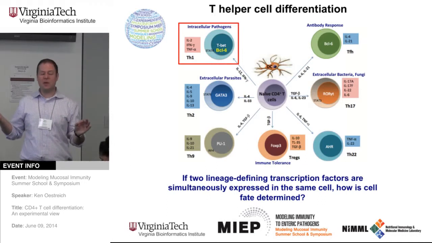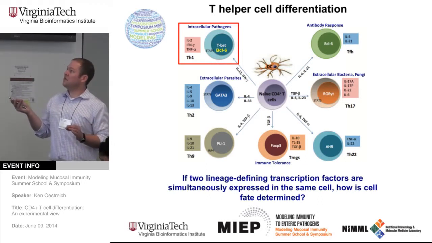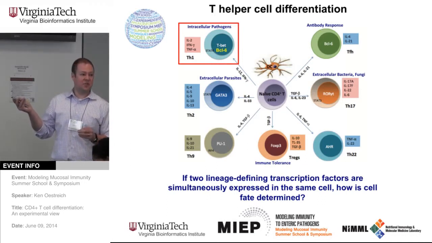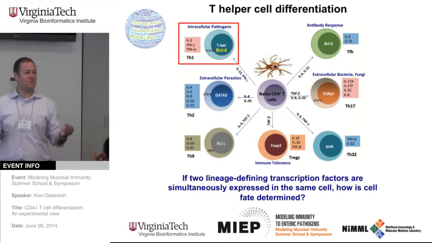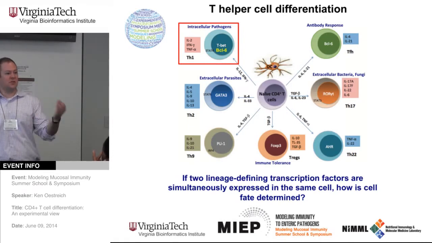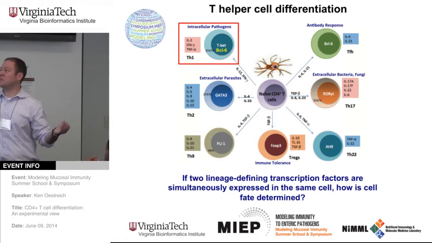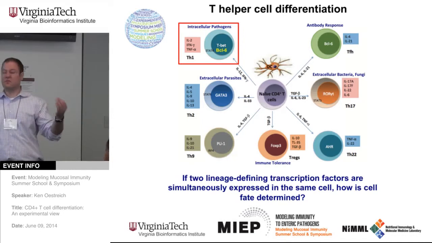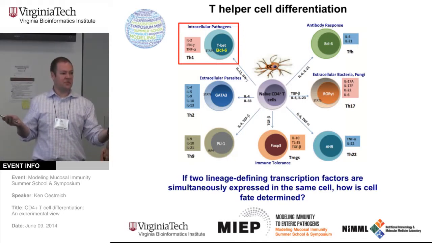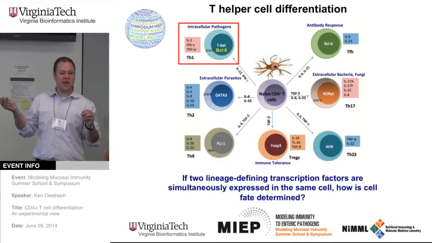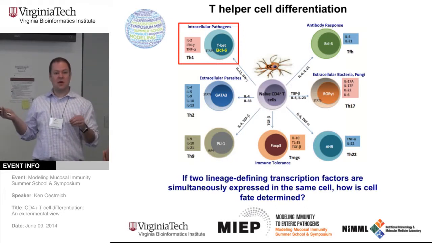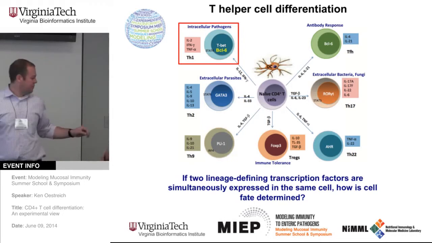But about the same time we made that discovery, BCL6 was actually identified as the lineage-defining transcription factor for TFH cells. So we said, wait a second, now we have one of these scenarios where we have two lineage-defining factors being expressed in the same cell type. So if two lineage-defining factors are expressed simultaneously in one T helper cell, how is it that Tbet is controlling BCL6's activity in this Th1 cell so that BCL6 doesn't start to establish the TFH profile? And so that was the question that we set out to answer.